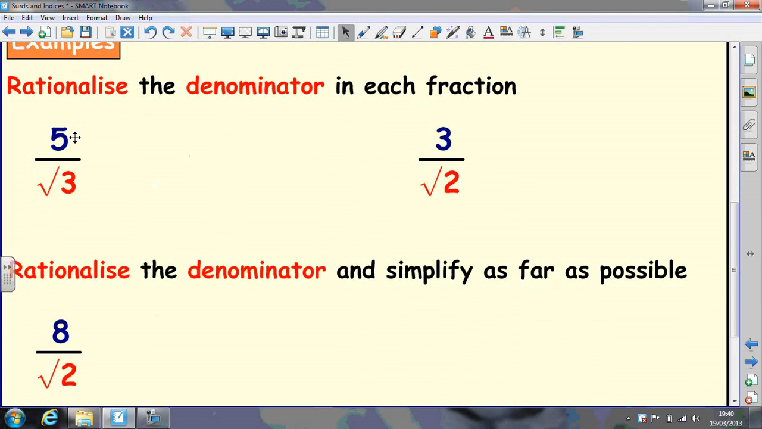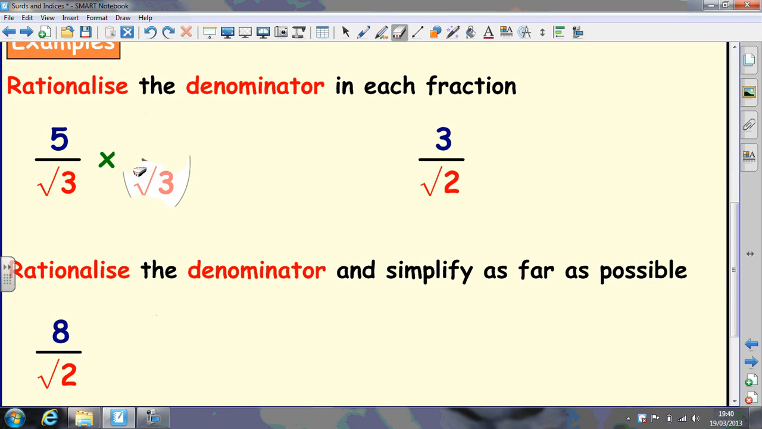Imagine a fraction looks like this, 5 over root 3. This is the first example, this is the second. We'll concentrate on the 5 over root 3 just now. Root 3 is irrational. We want to turn it into a whole number, or a rational number. So in order to do that, we need to multiply it by something. Now the easiest thing to multiply root 3 by, to turn it into a whole number, is root 3. If you multiply root 3 by root 3, you get root 9, which will square root down to 3.